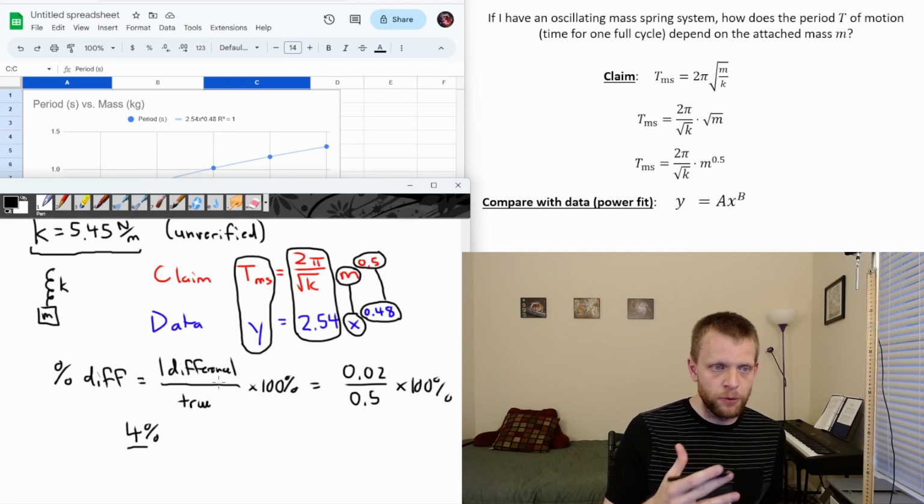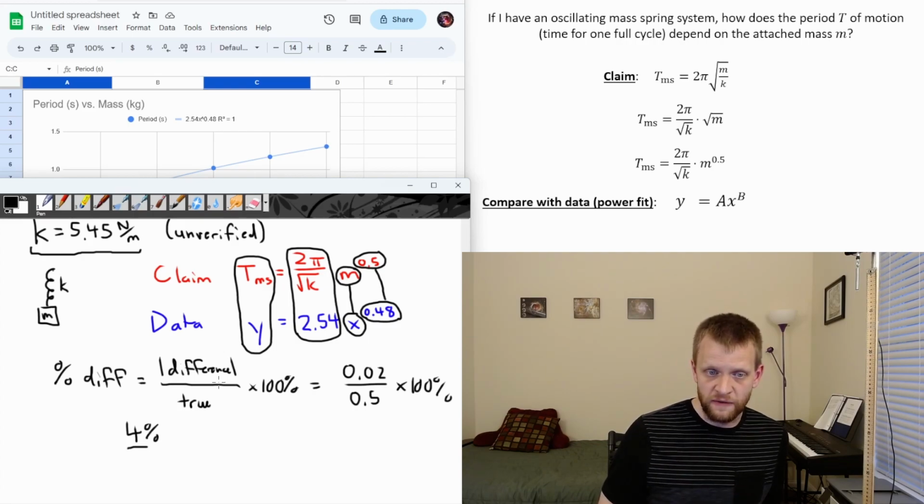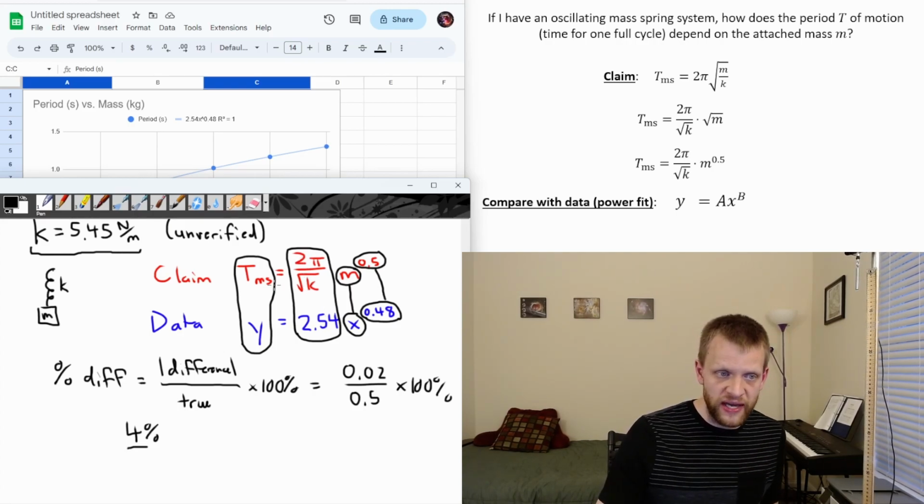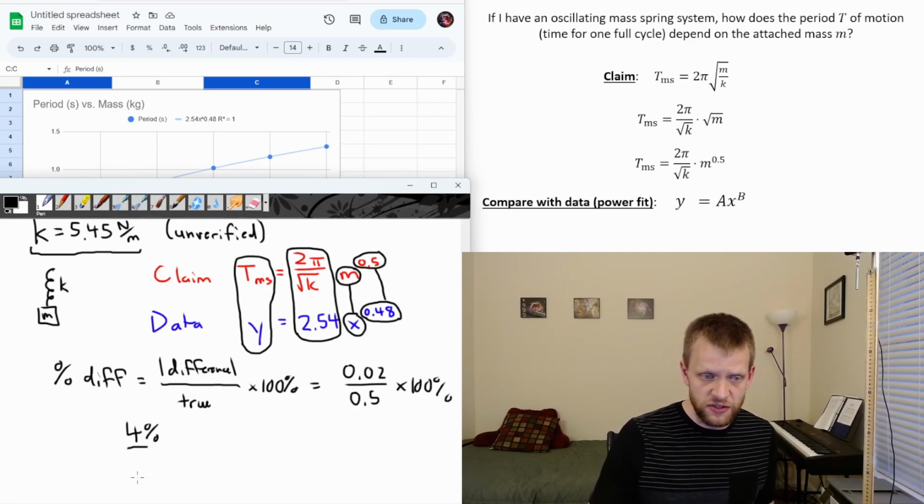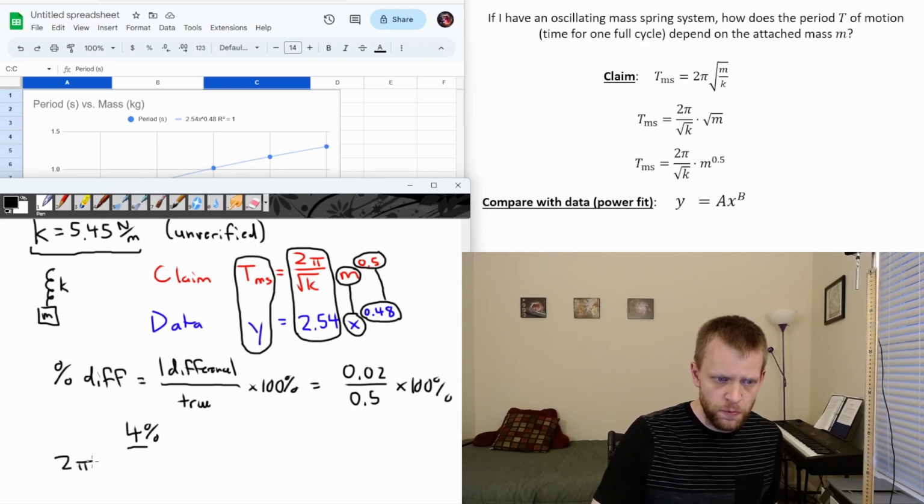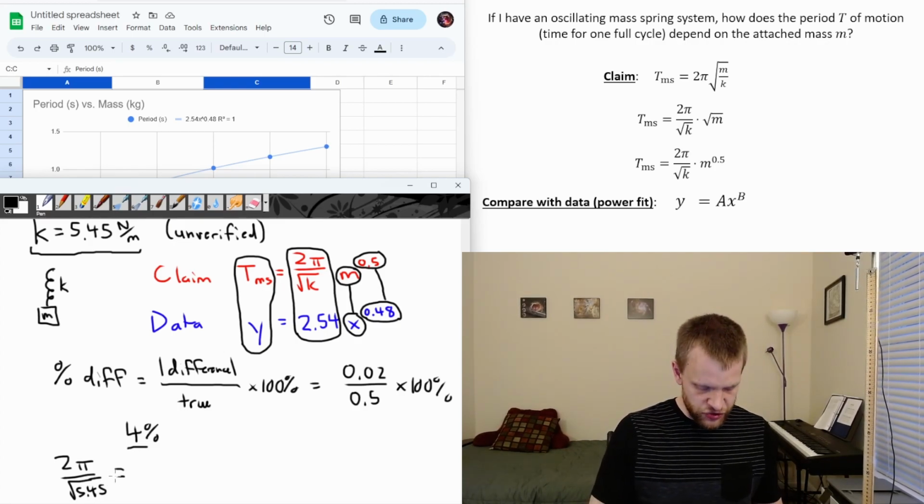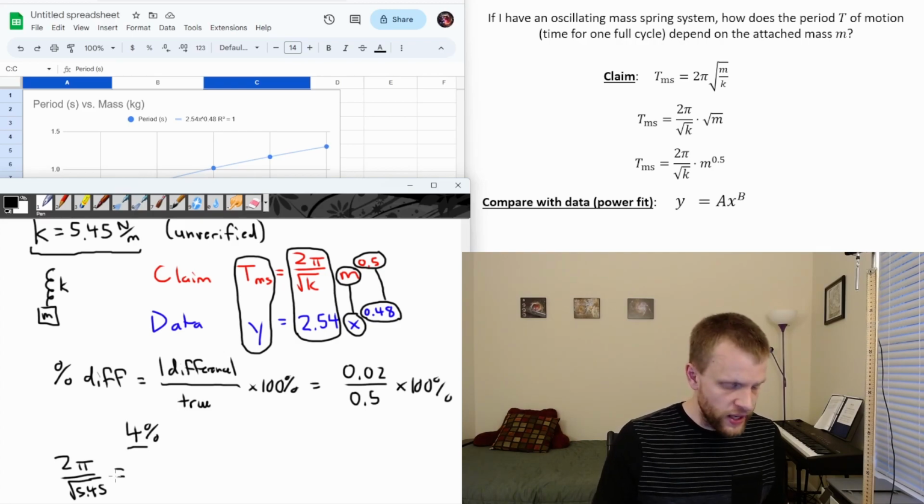Let's say if I put this 5.45 value in for the spring constant, how close would these combinations match? So instead of 2 pi over the square root of k, let's put in our unverified value for this spring constant. So if I write out 2 pi divided by the square root of 5.45, if I plug in those numbers, so 2 times pi divided by the square root of 5.45, when I run those numbers, I get 2.69.